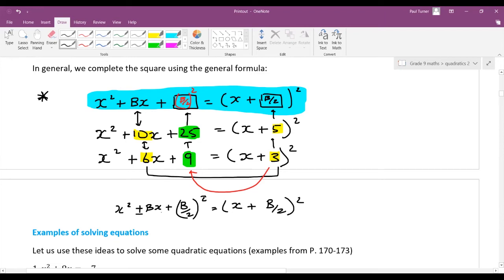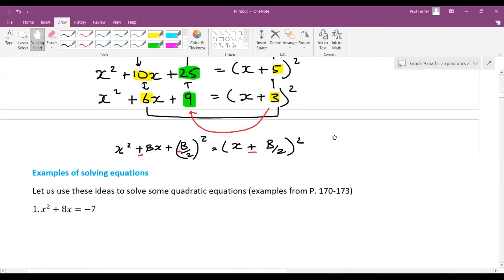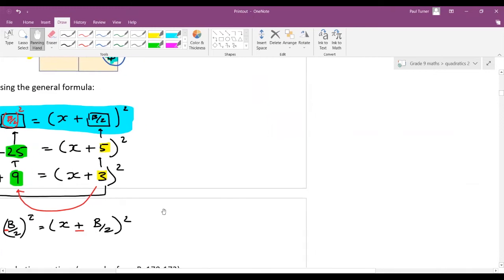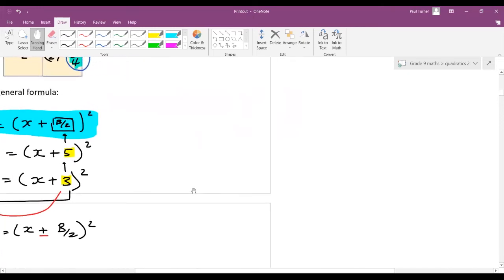But it may be negative. If it's negative, you'll have a negative in here. I should write that as a different color. So if you have a negative here, this will be negative, but when you square it, it will be positive. This number will become positive anyway, and this will be negative here. Okay, so we'll see how to use this idea. So let's say, before we go to those examples, let's do a couple of questions here.